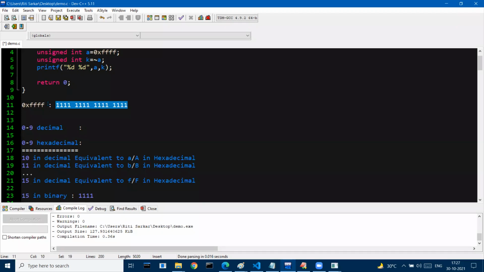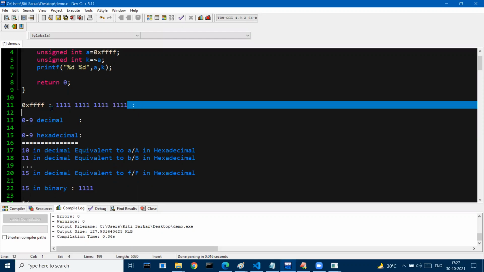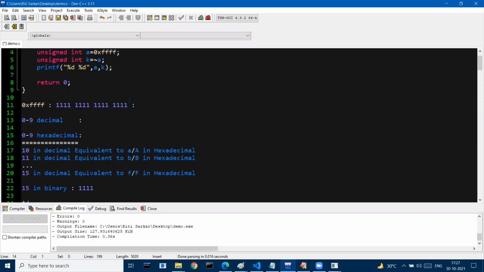This number's equivalent decimal number, this hexadecimal's equivalent decimal, how can we find that? Very easily. What will be the equivalent decimal number for it, guys? Very simple, sir.